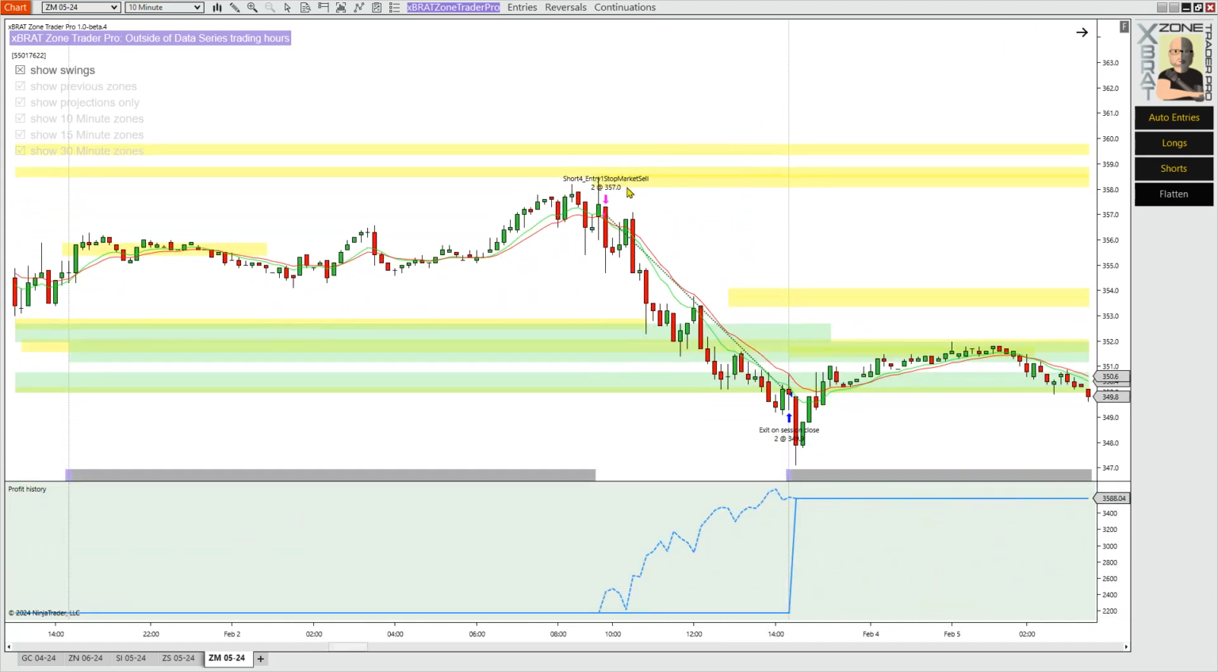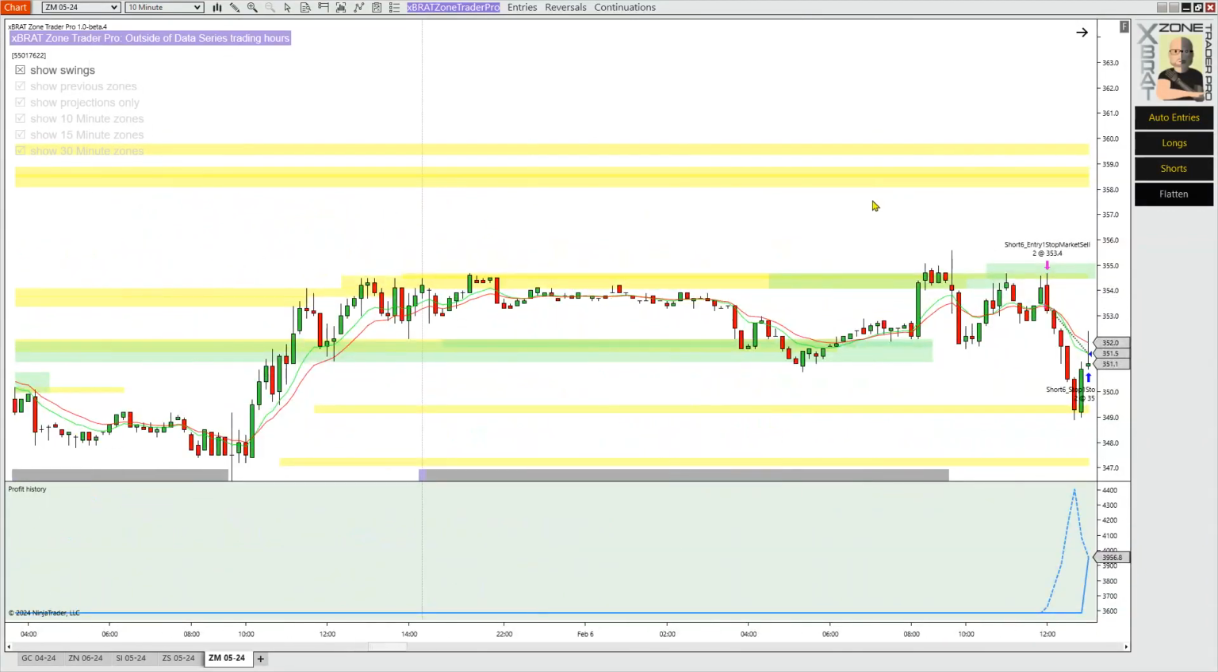Short here, this is where we get that confluence of 10-minute zones, and we get the short. And again, it goes all the way down to the end of the session there. So these are really good trades. ZM's a really good trade on the Zone Trader Pro.